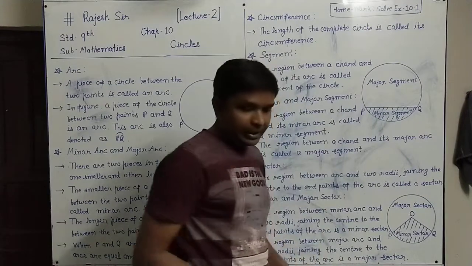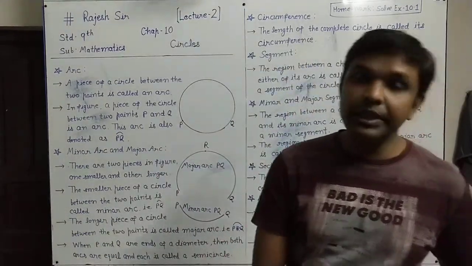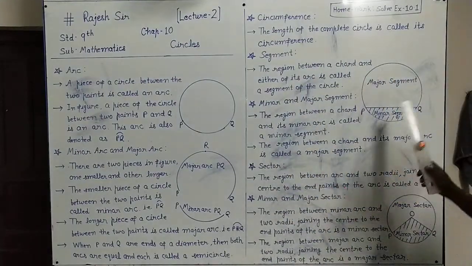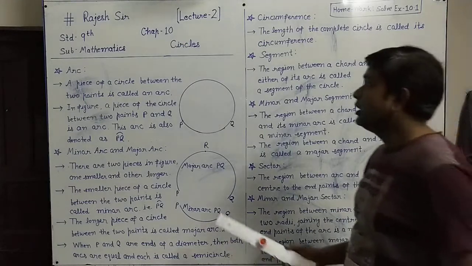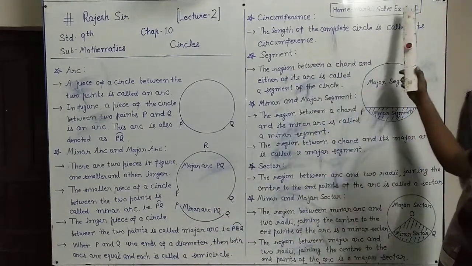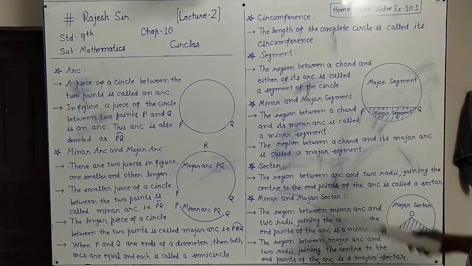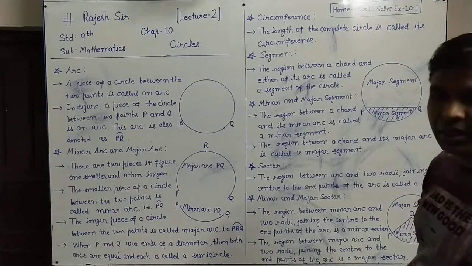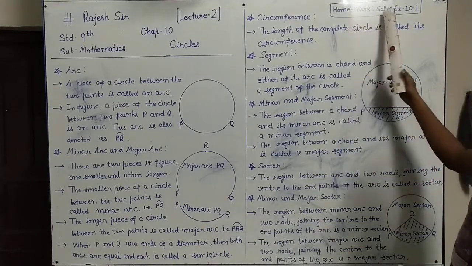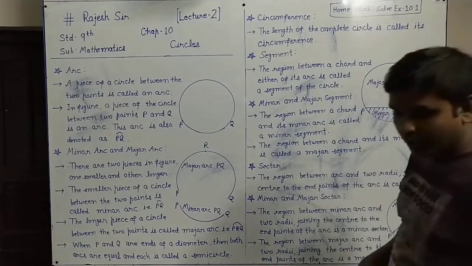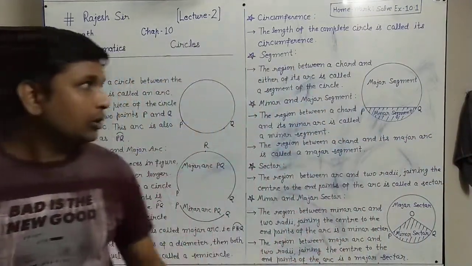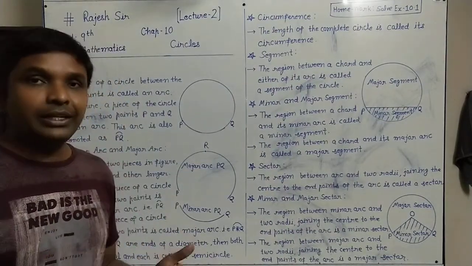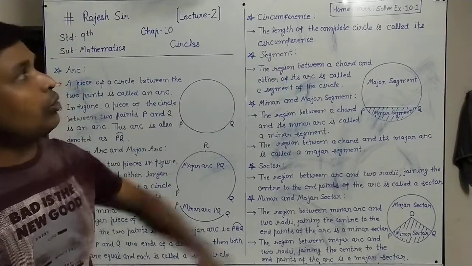So this way we understand circles and its related terms. After understanding this, write it down very well and remember it, learn it well. Then afterwards we have exercise 10.1, in which we are asked about all of lecture 1 and lecture 2 on circles and related terms. This is your homework: solve exercise 10.1. You can solve it with the knowledge of lecture 1 and lecture 2 if you understand and remember.